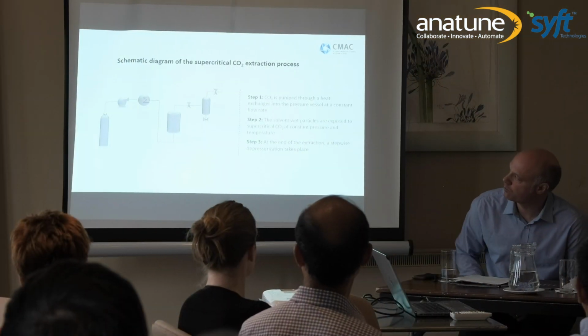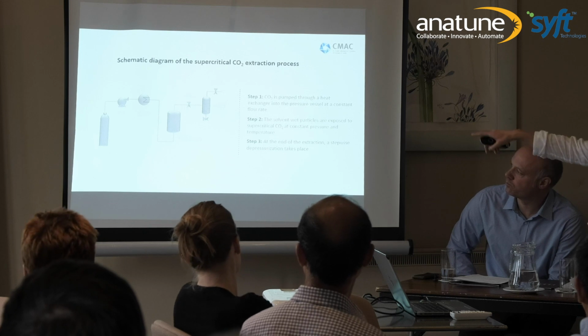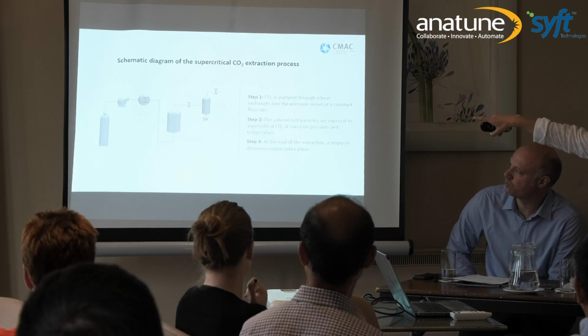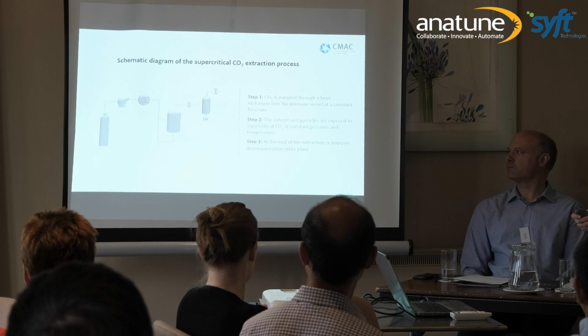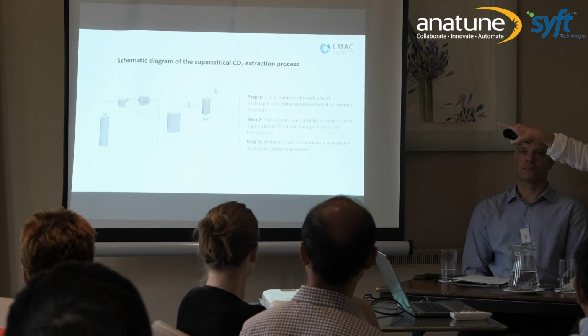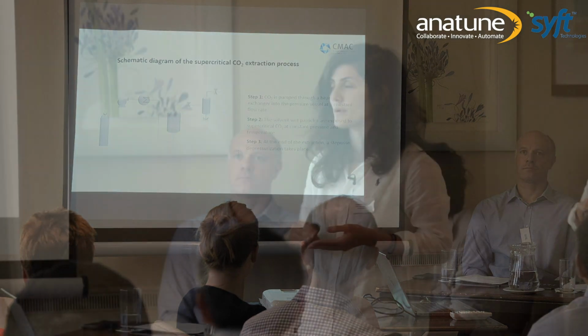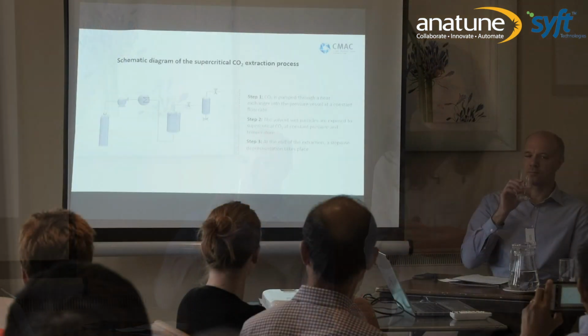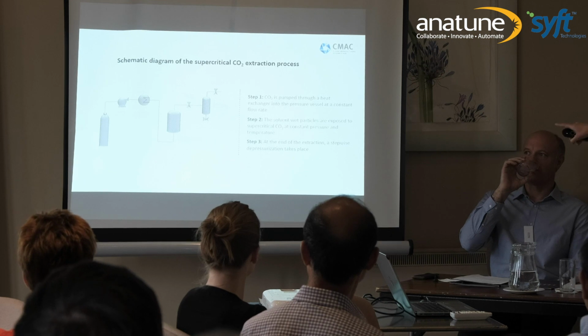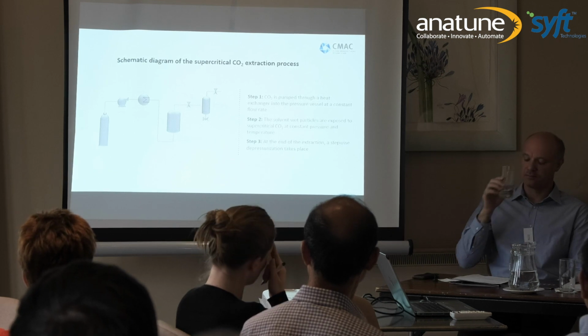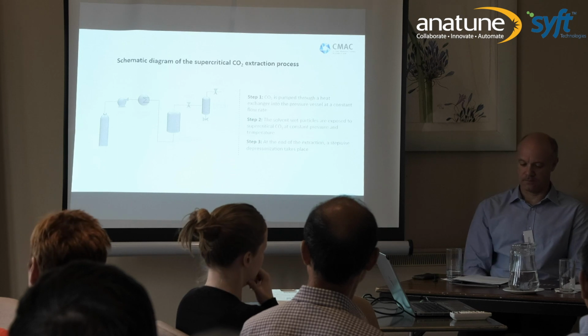In this slide you can see a schematic diagram of the process. There is liquefied carbon dioxide pumped through a heat exchanger and introduced to the pressure vessel. There is a back pressure regulator after the pressure vessel that keeps the pressure constant while we have a continuous flow of carbon dioxide. The CO2 solvent mixture is led to the cyclone, where the conditions are quite low, and we have separation of the two phases, so the solvent precipitates and the CO2 goes to the exhaust.